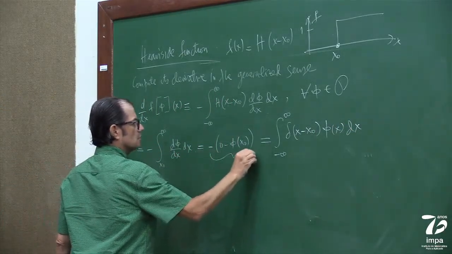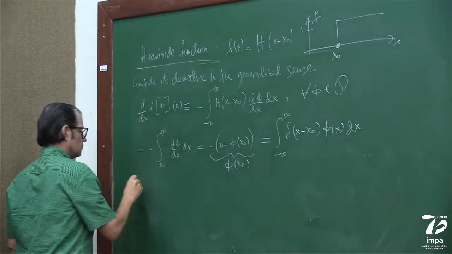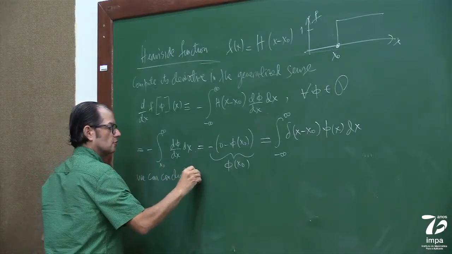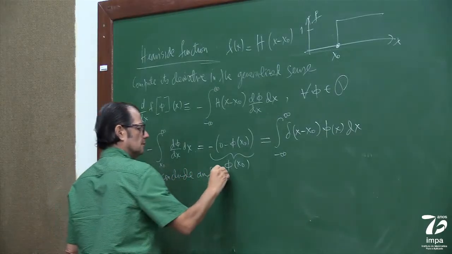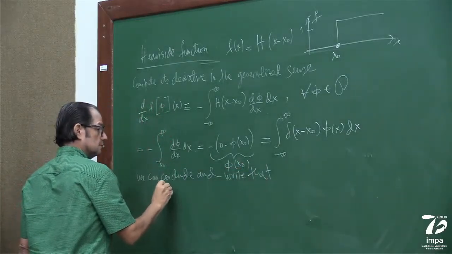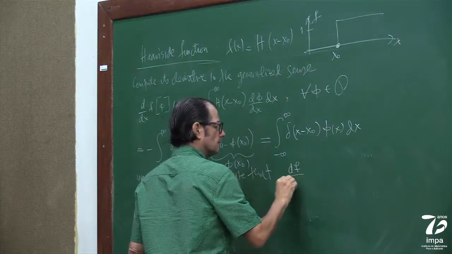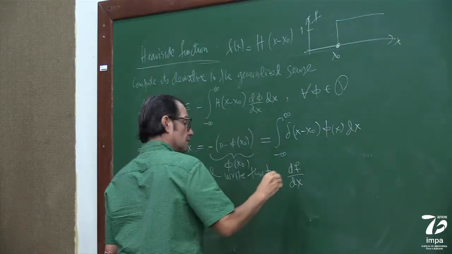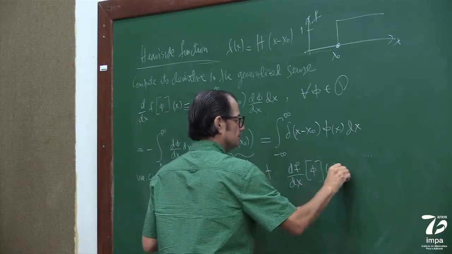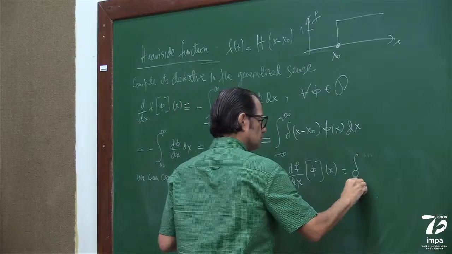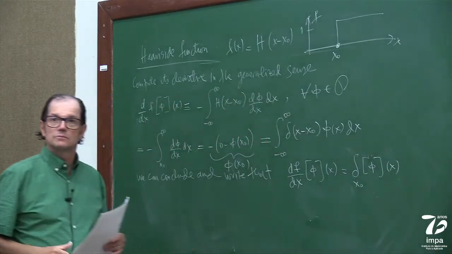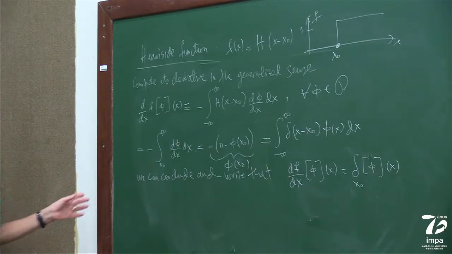Right, because this is just, so we can conclude and write that df dx, let me see, I'm going to write it like this, the full notation. Right, so the derivative is the Dirac, using generalized functions.